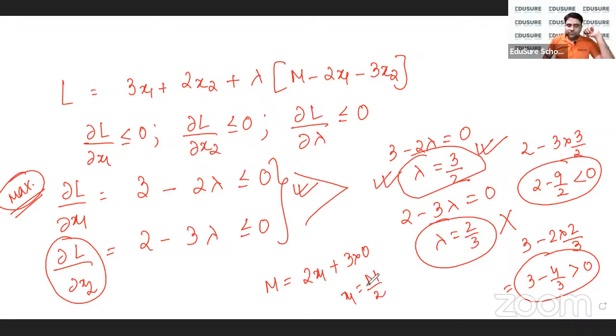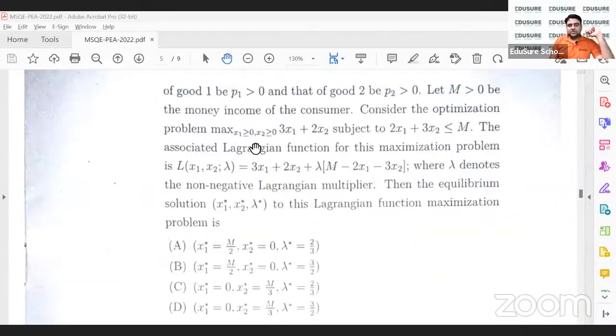So what will be the answer? x1 is equal to m by 2, which is the constraint where the equality to the first order condition is equal to 0. So that is the value that it will take, and x2 will be equal to 0, and the lambda value is equal to 3 by 2. So the answer here will be m by 2, 0, and 3 by 2. It's not 2 by 3 because the first order condition is coming out to be positive. So it can't be.